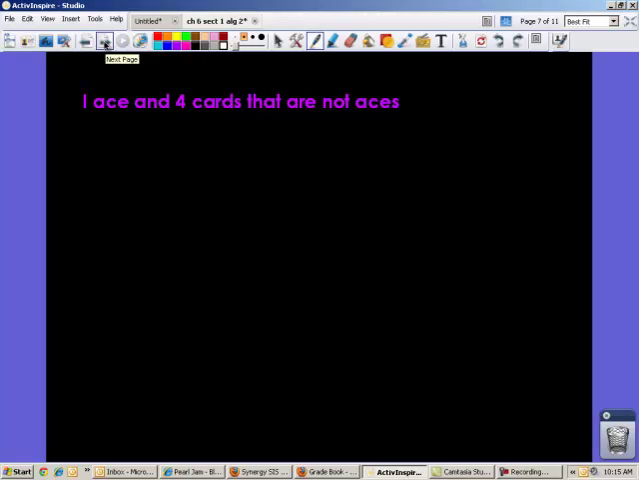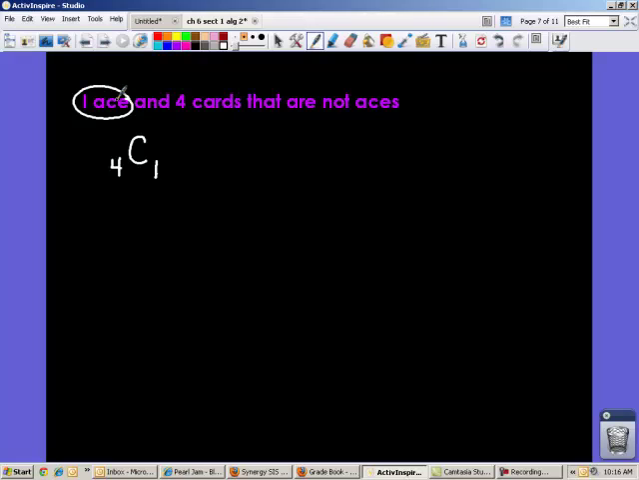So we have a stack of 52 cards, and we have 4 aces in that stack of cards. So we are taking 4 aces. There's a total of 4 aces, and we want a combination of 1. Okay? That's going to cover the 1 ace part. But now we need 4 other cards that are not aces.